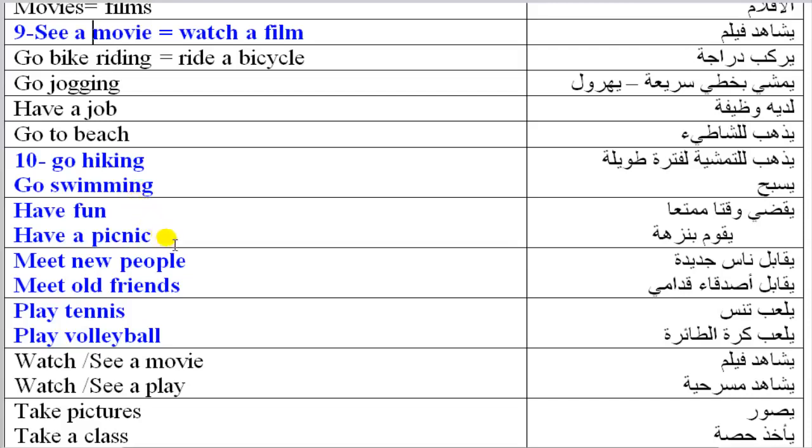Have a picnic. Meet new people. Meet old friends. T soft D. أنطق التي دي خفيف. Play tennis. Play volleyball. See a movie. Watch a movie. Watch a play. See a play.